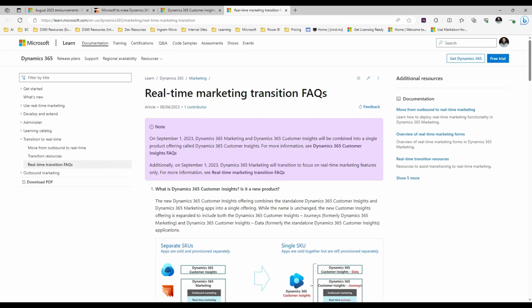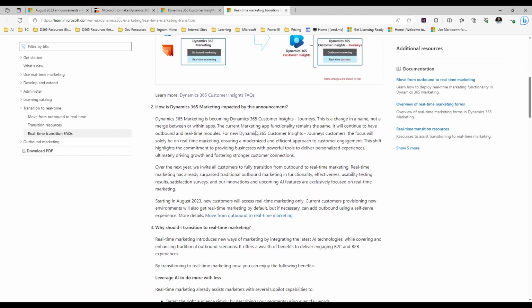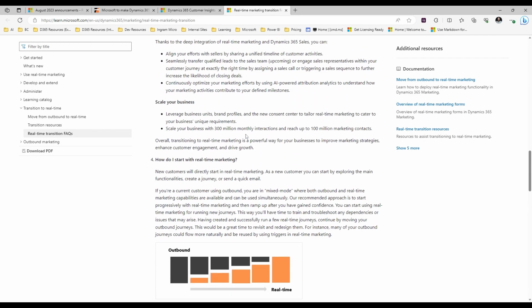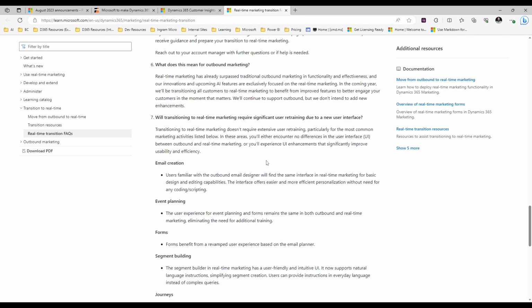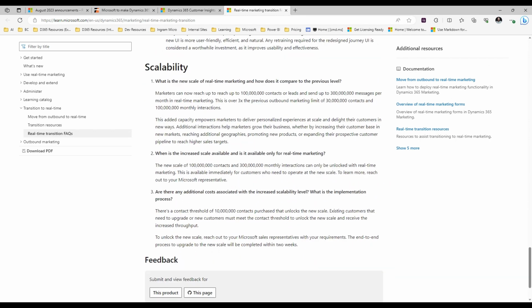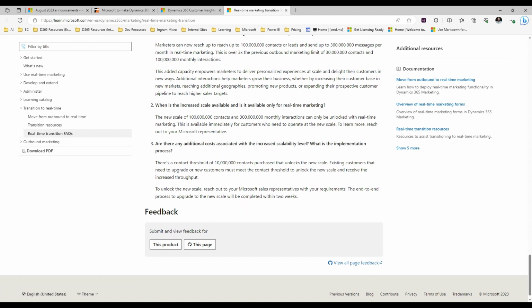And then we jump into the real-time marketing transition FAQ, where it's got some redundancy and questions. How is marketing impacted by this announcement? So for those of you who have marketing, this is going to be super important. You do want to come here. You do want to read this. This is going to give you an idea as to what the future of your product looks like. And so beyond that, how do I get started with real-time marketing? What does this mean for outbound marketing? These are all things that you are going to want to pay attention to if you currently own the D365 marketing product.